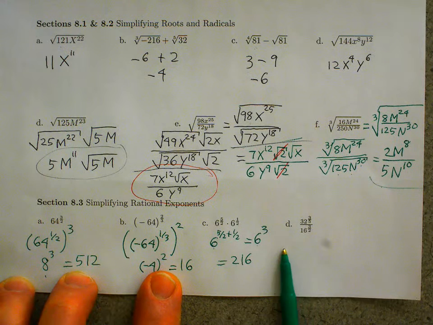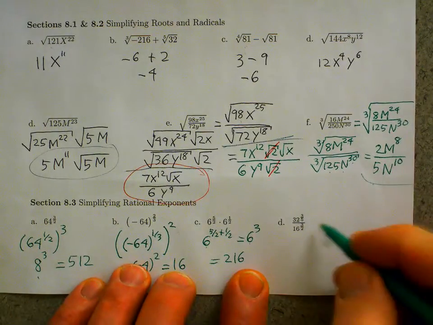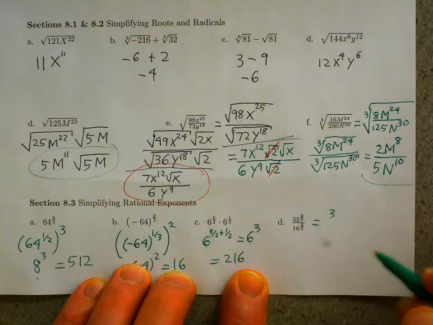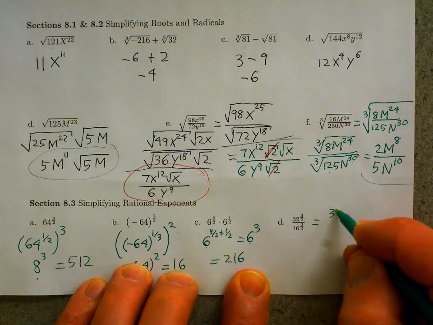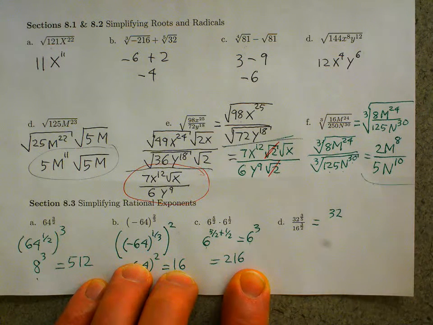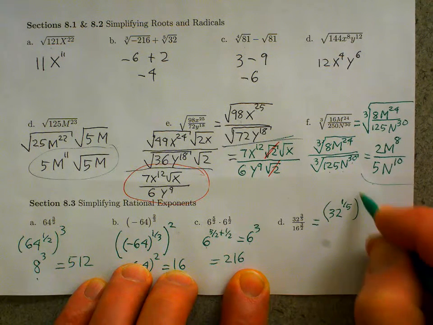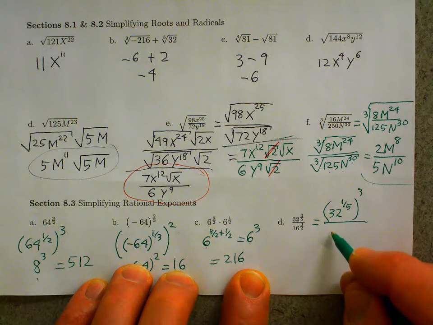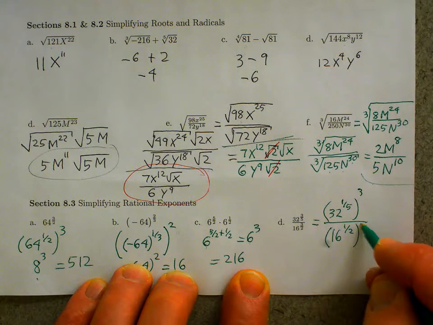Okay, the next one, 32 to the 3/5 divided by 16 to the 3/2. Well, in this one, we can simplify the numerator and then simplify the denominator, and then after that, simplify that result. So in the numerator, we can rewrite 32 to the 3/5 as 32 to the 1/5, and then to the 3rd. And in the denominator, 16 to the 3/2, we'll rewrite that as 16 to the 1/2, and then to the 3rd.